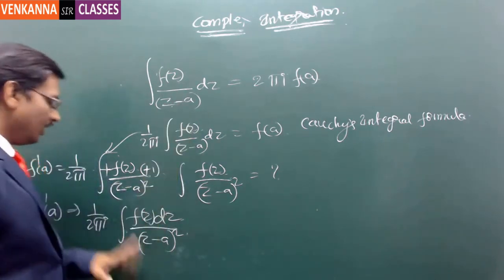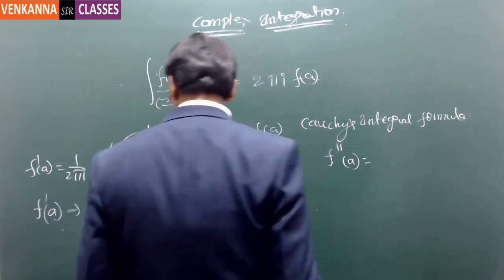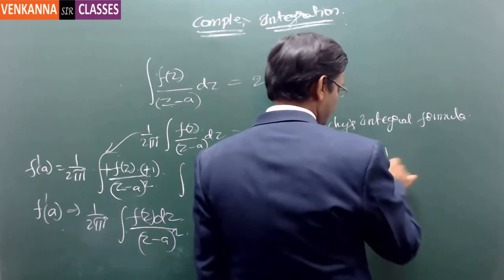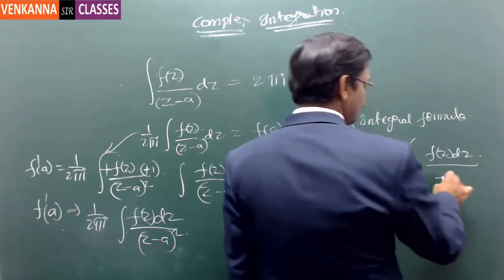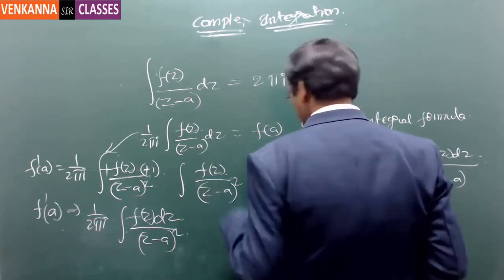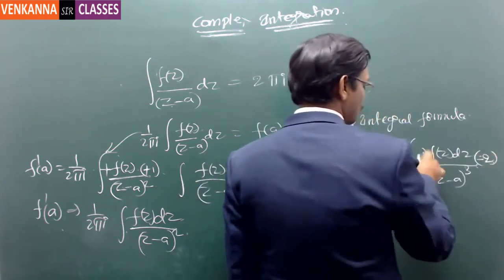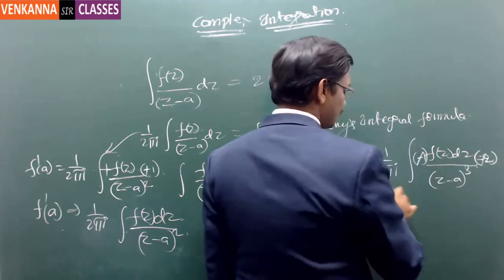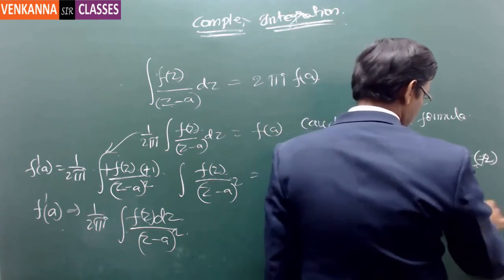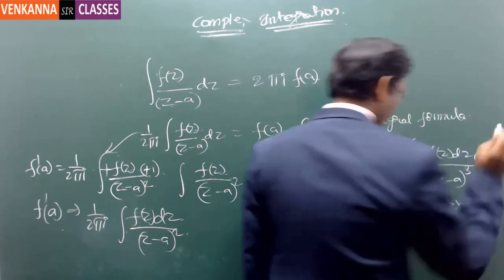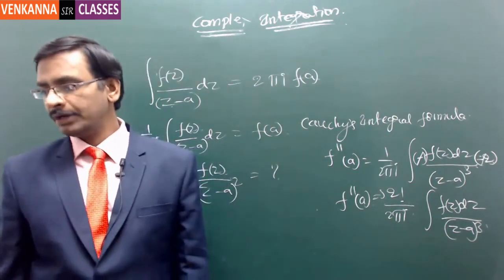And if you take one more derivative, that is f double dash of a, it is equal to 1 by 2 pi i times the integral of f of z dz divided by z minus a, now it becomes whole cube, and this is into minus 2 into minus 1. So this minus will cancel. This is 2 factorial divided by 2 pi i times the integral of f of z dz divided by z minus a whole cube, and this is f double dash of a. Got it?